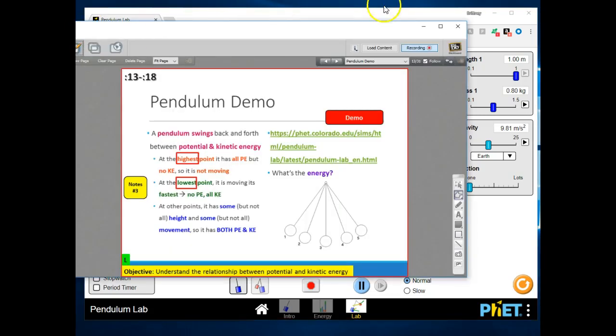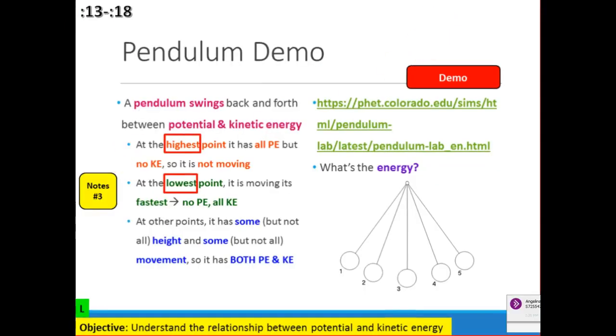So let's go ahead and get back to this, and then we'll see how that relates to our lab in a moment. But first, what I want you guys to do is to enter this information in your notes. At the highest point, it's all potential energy, no kinetic energy. At its lowest point, it's moving its fastest, so there's no potential energy, but all kinetic energy. And at other points, it actually has both of them. So in your notes, go ahead, fill out the word highest and the word lowest. Give me a green check when you have that saved.